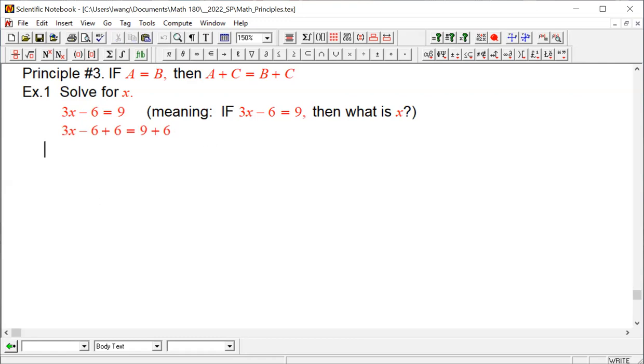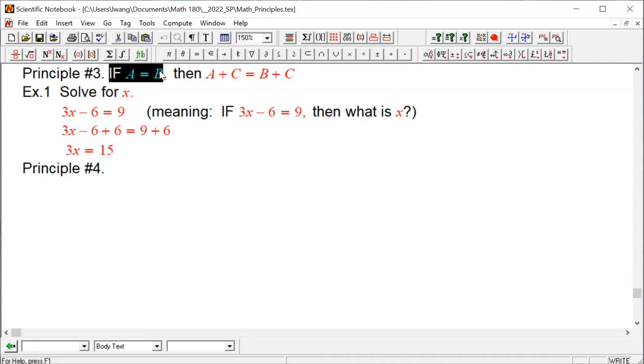So after this, we end up with what? 3x equals 15. And I know you're going to go further. I'm sure you can go further. But I'm going to stop here, because I'm going to address principle number 4.